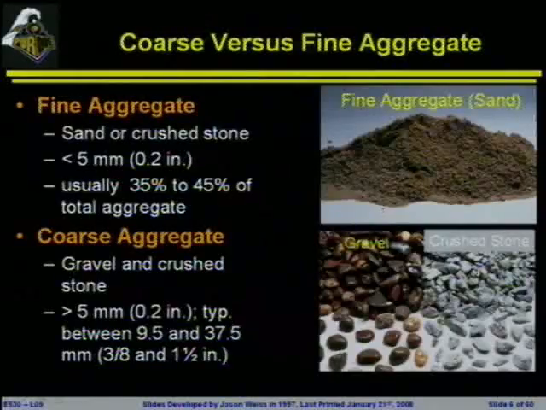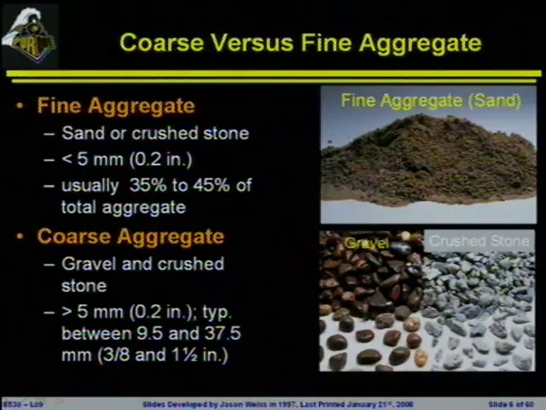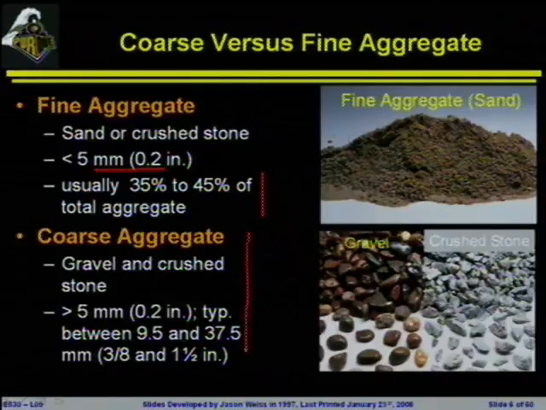Aggregate, for the most part in the concrete industry, comes in two flavors. It comes in a fine aggregate flavor and a coarse aggregate flavor. Little rocks and big rocks. For those of you who want to take this out of a graduate course and use it in the field, we're talking about the little rocks or the sand. Typically we're looking at something below about a quarter of an inch, below 5 millimeters. This is typically going to make up somewhere between about 35 and 50% of the overall volume of the aggregate in the system.